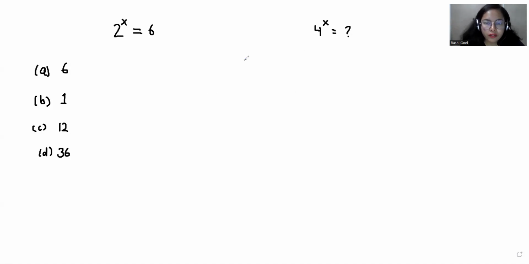So we have to find the value of 4^x. So I can write 4^x as (2^2)^x, or I can write it as (2^x)^2, because (a^b)^c, we can write it as (a^c)^b.